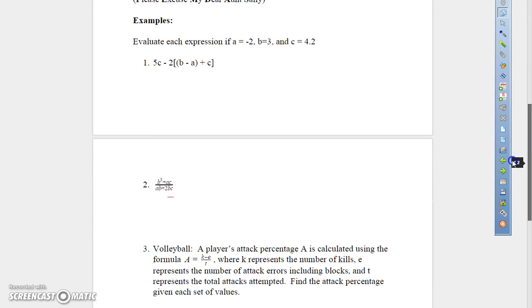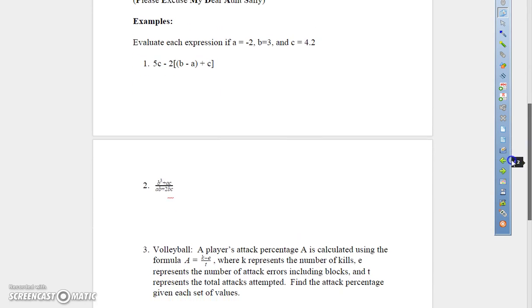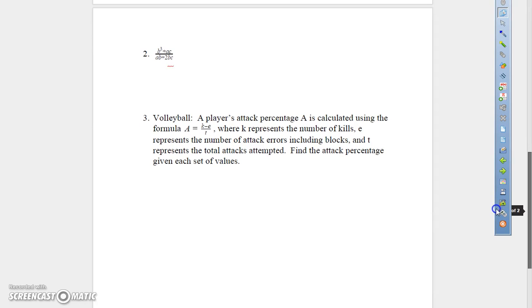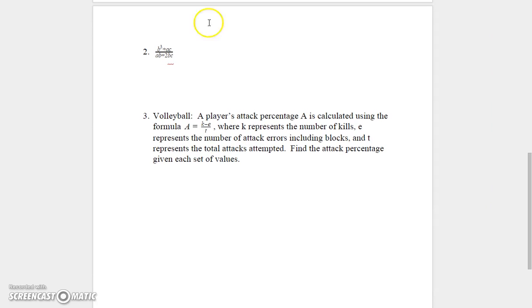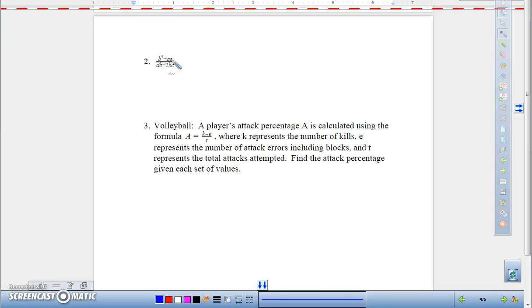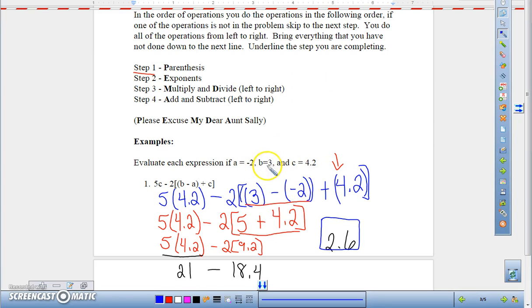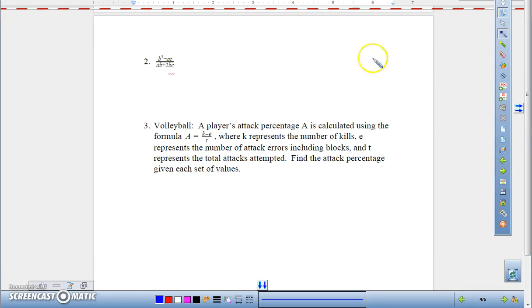Example number 2. Go ahead and get them all on the sheet. Example number 2 says b cubed plus ac over ab plus 2bc. We're using those same numbers as before. We're using the -2, the 3, and the 4.2. So b was 3, so again we're substituting it in, and when we substitute it in, make sure you put parentheses around it and then cube it.